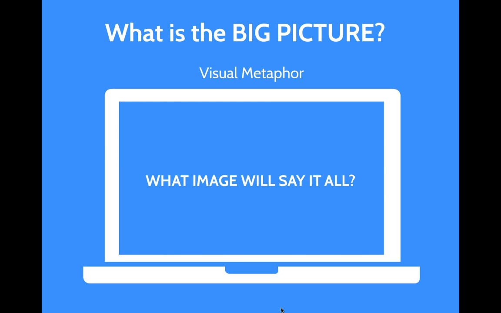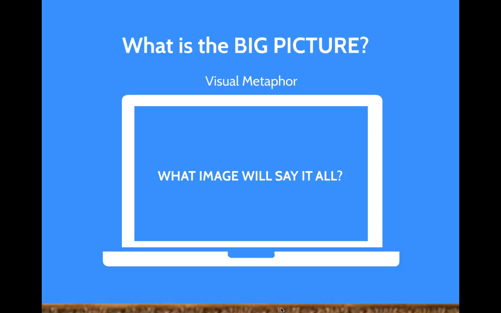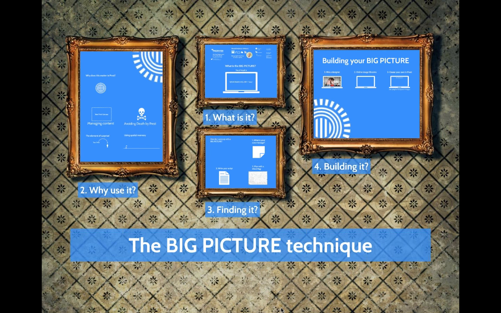Those are visual metaphors. So when we talk about the big picture, we're really talking about what is that one image that will say it all. So what's that one image that you can use in your Prezi that's going to help people really have that light bulb moment when they really understand what it's really all about. Okay, so let's take that a step further.